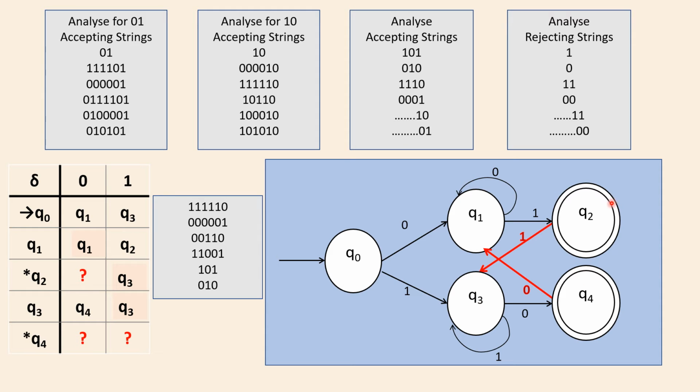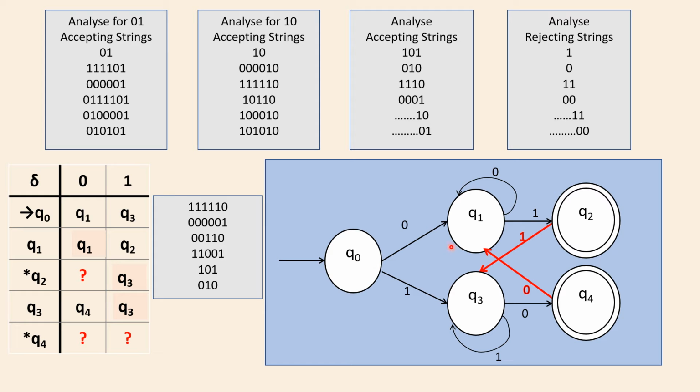I cannot loop 1 here or I cannot loop 0 here. If I loop 1 here, what happens? A string that is 0, 1, 1 has to be rejected, but if I loop 1 here, it gets accepted. If I loop 0 here, a string that is 1, 0, 0 has to be rejected, but it will get accepted if I loop 0 here. Therefore, I cannot loop. I am giving 1 from Q2 to Q3 and I am giving 0 from Q4 to Q1.